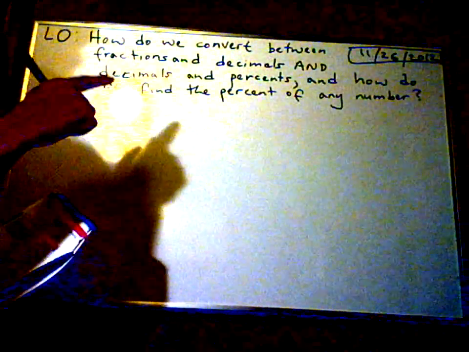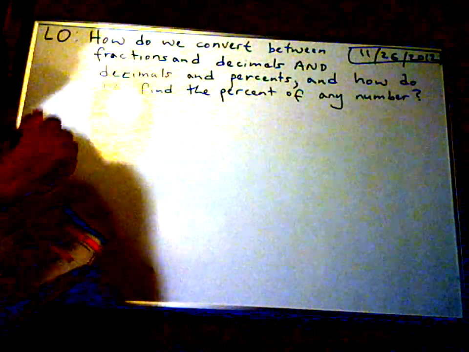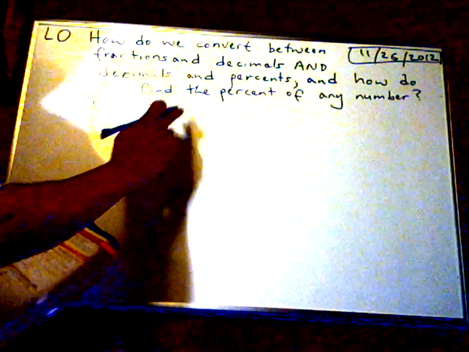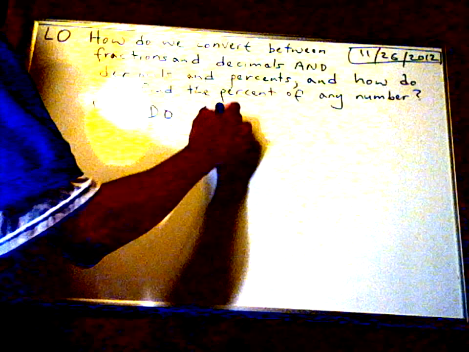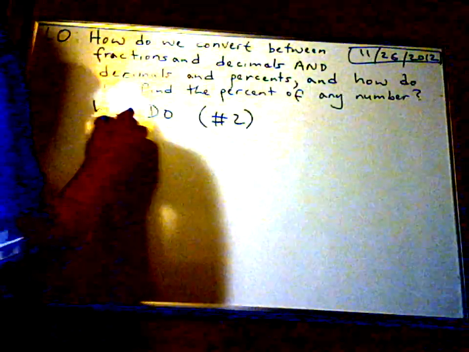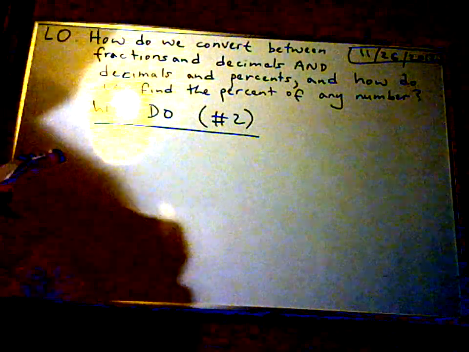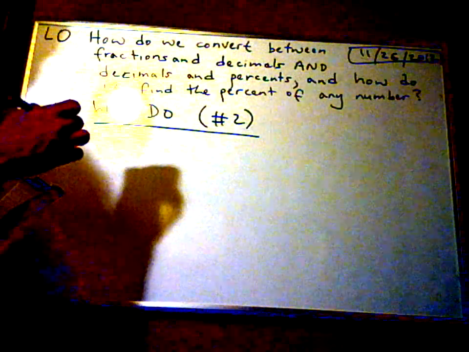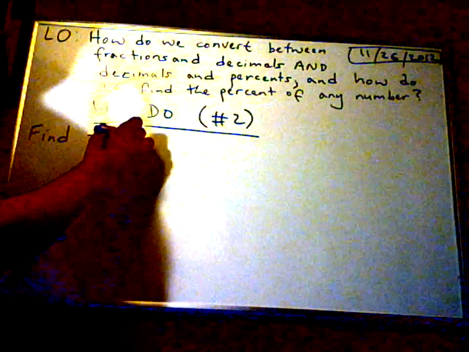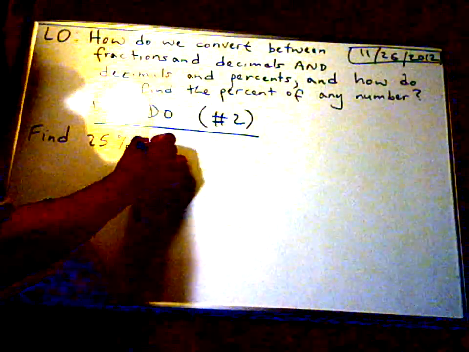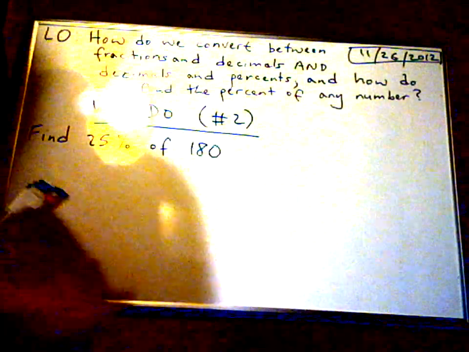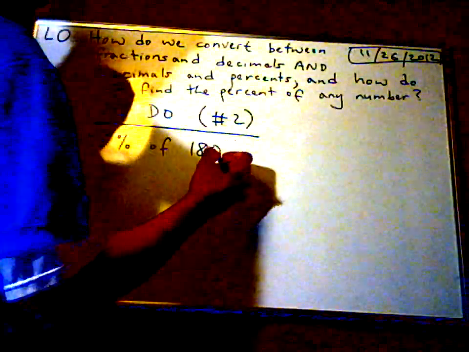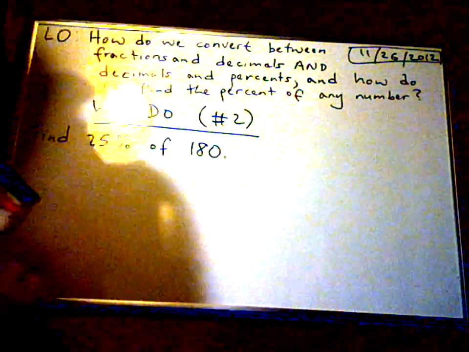So you can think of the do now as an I do, since I did it. So now let's work on our first we do. I'm going to call this number 2, since the do now was technically number 1. Number 2, find 25% of 180.